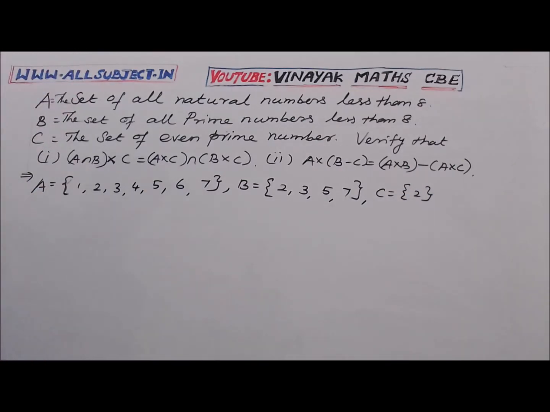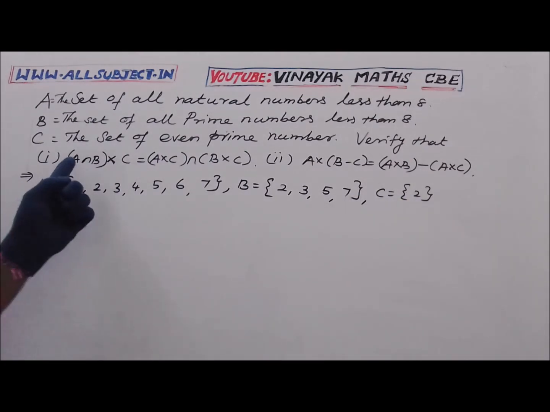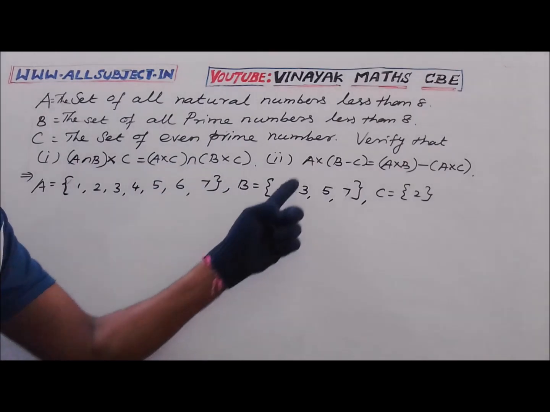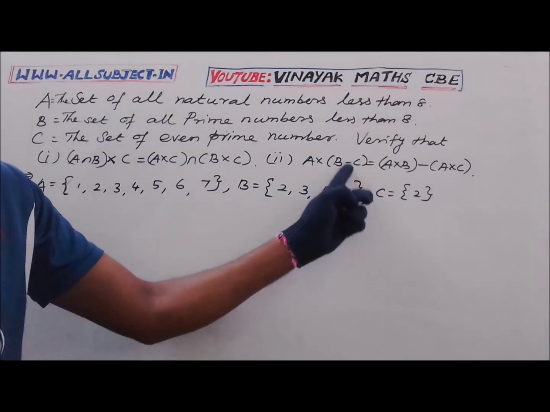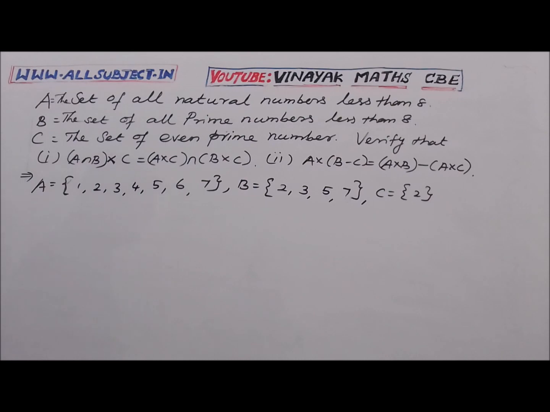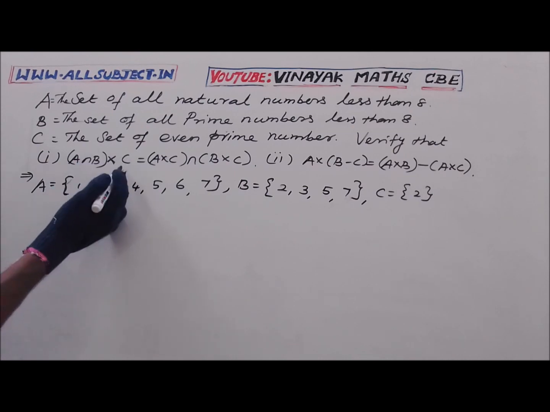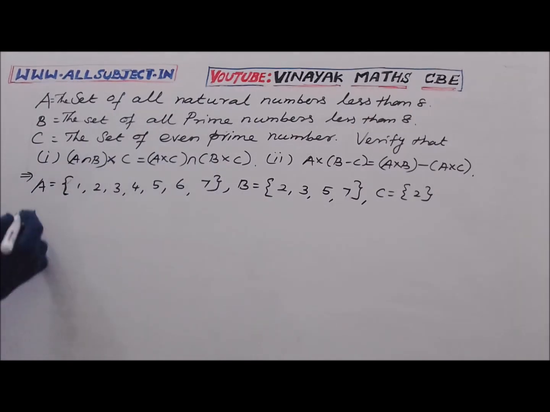2 is the only even prime in the entire number set. So C is equal to 2. We should verify A intersection B cross C is equal to A cross C intersection B cross C. The second case: A cross B minus C is equal to A cross B minus A cross C. For the first case, we need A intersection B and then cross C. Here A cross C, B cross C.